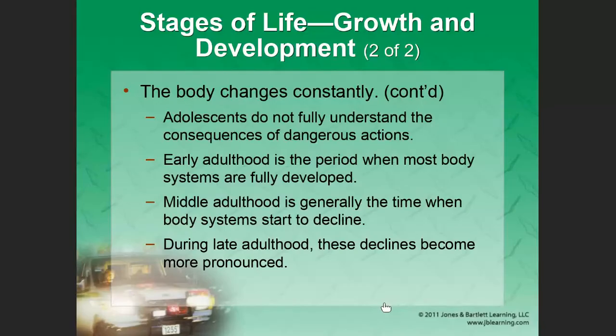In early adulthood, this is a period when most body systems are fully developed. In middle adulthood, this is generally the time when the body systems start to decline. Now, during late adulthood, these declines become more pronounced. So as we get older, basically, this is what this slide is saying. As we get older, the systems in the body become less effective in their functioning capacity, and this can lead to problems.